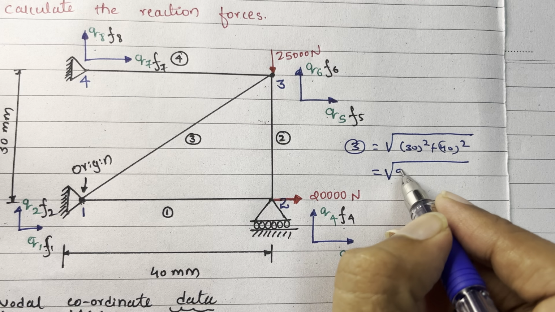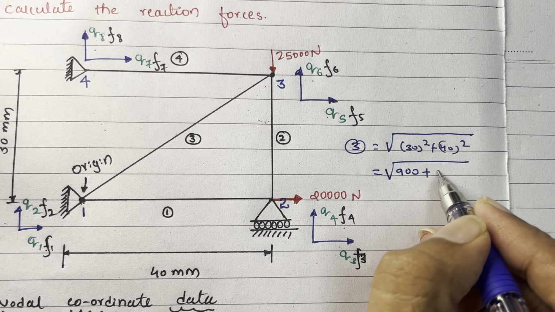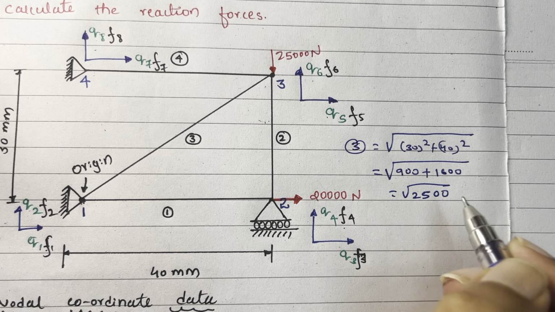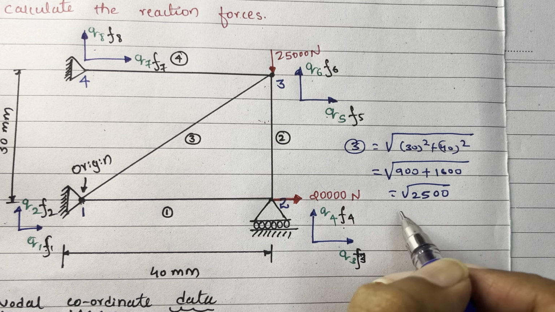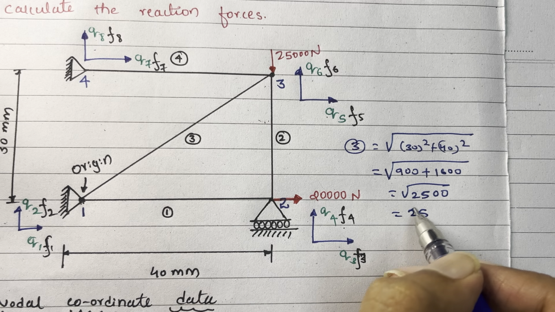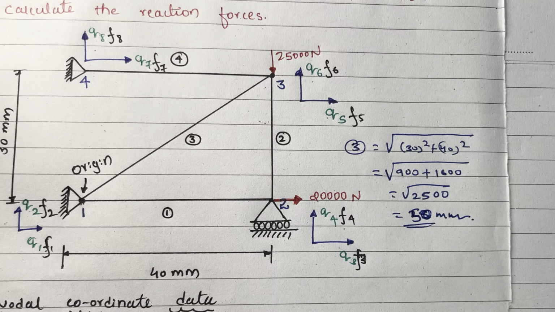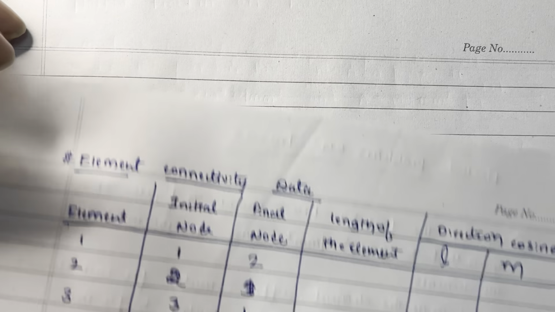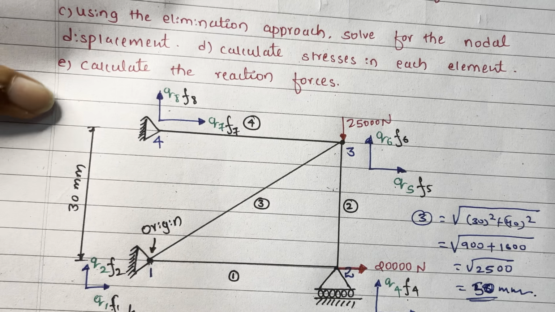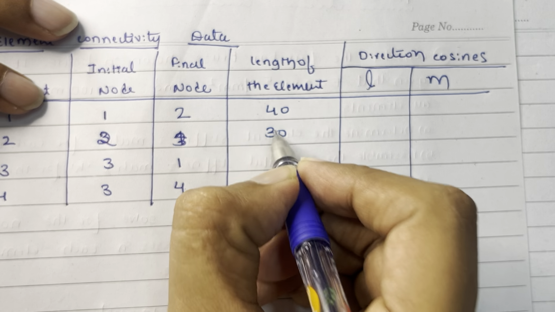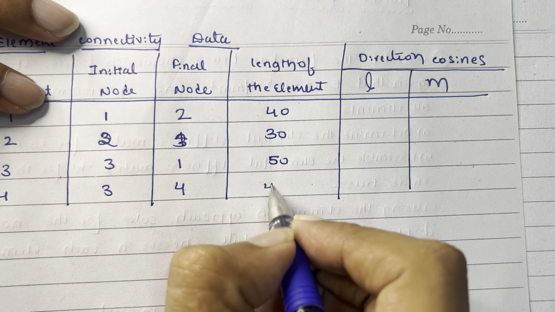Okay, 30 square is 900, 40 square is 1600. So you'll get 2500, that is after solving you'll get 50 mm. Okay, that is the length of element 3. Similarly for the fourth element, that is again 40 mm. Okay, so the lengths are 40, 30, 50, 40.